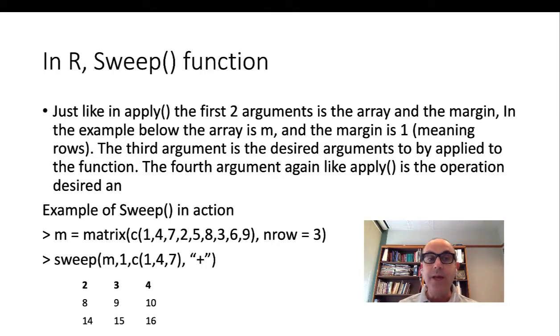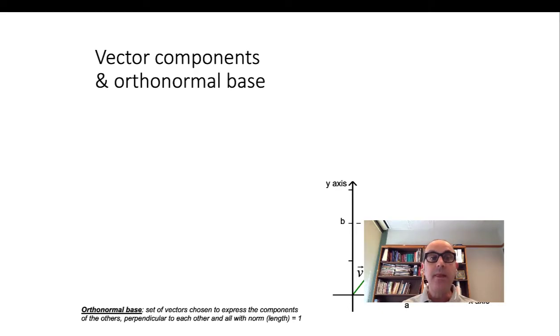The sweep function just applies the first two arguments of the array, and the margin. In the example below, I use that in order to apply it. So I have the matrix, I have the number of rows I want to organize it, and I use the sweep function in order to add all those dimensions and display that.